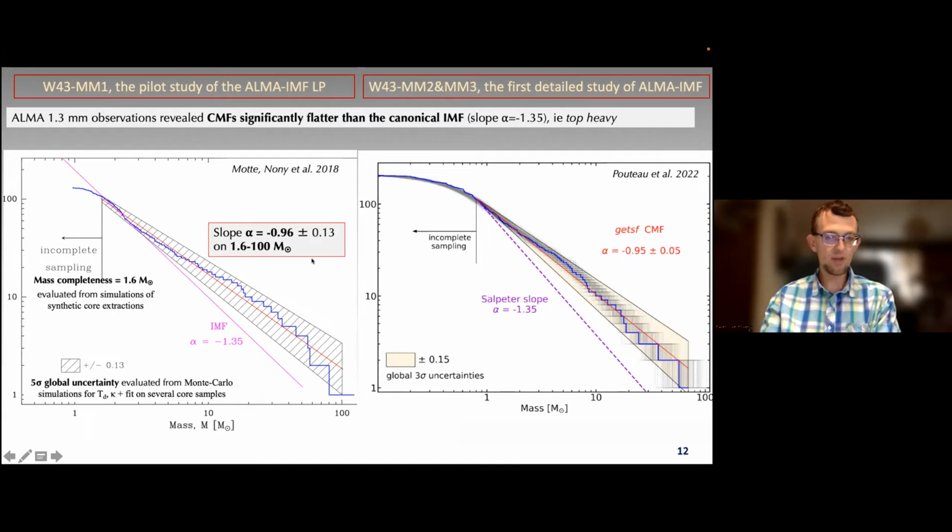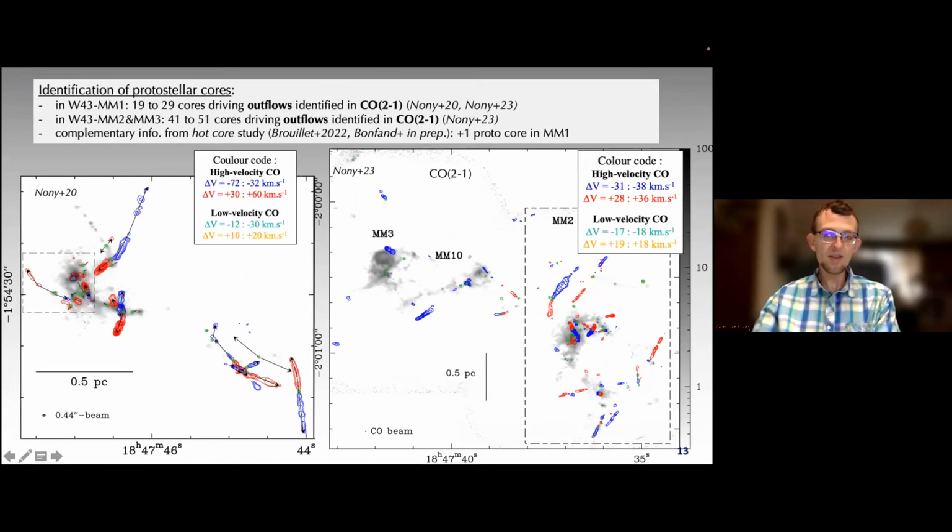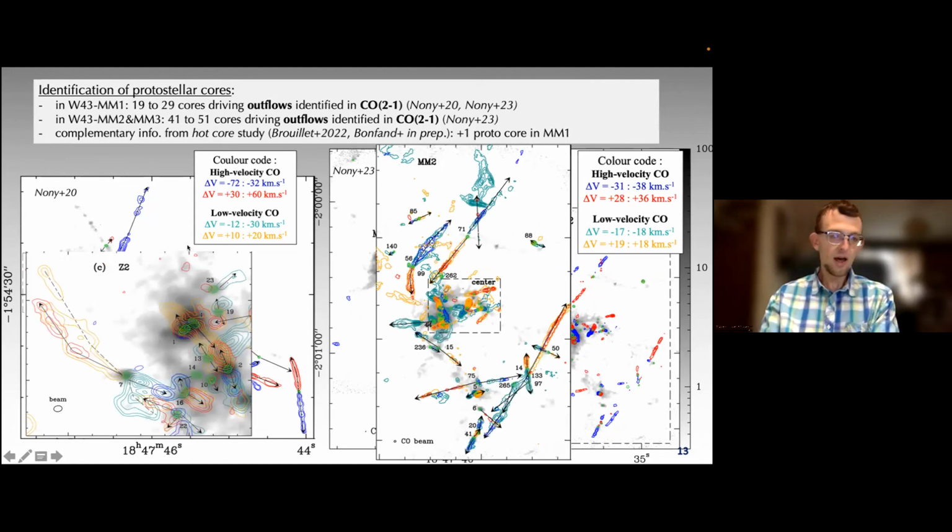One of the next steps that we have done is to separate cores between prestellar and protostellar, as I was mentioning before. This is what I've done in the two regions, using molecular outflows. You see now on top of the continuum map in grayscale the blue and red contours, showing blueshifted and redshifted CO 2-1 emission at high velocity, and in green the cores driving these outflows. Just to give an idea of the complexity of the outflows in this region, I'm now showing some zooms with outflow information from CO at lower velocity.